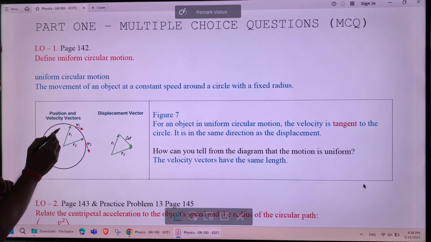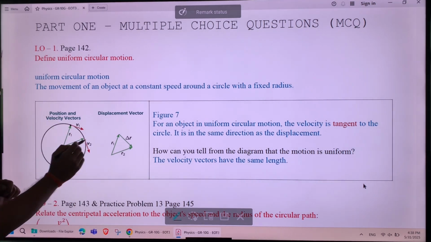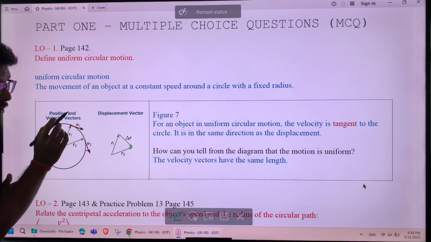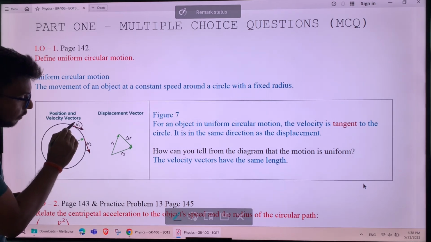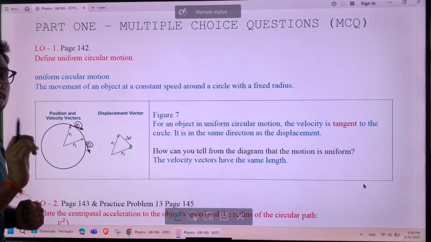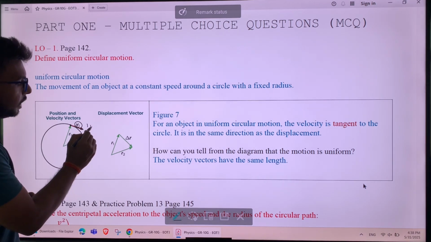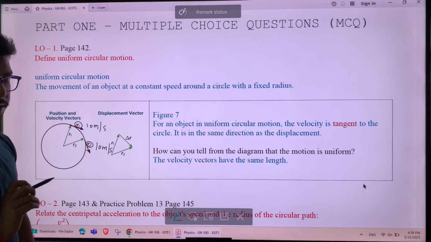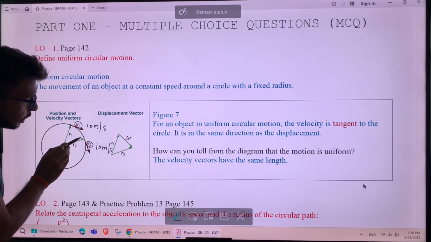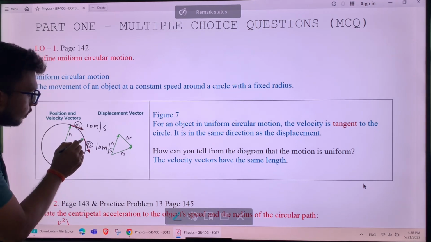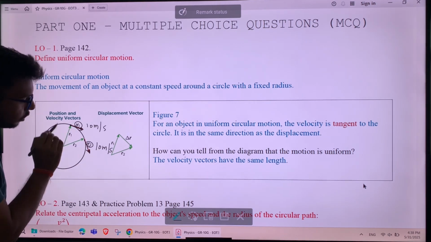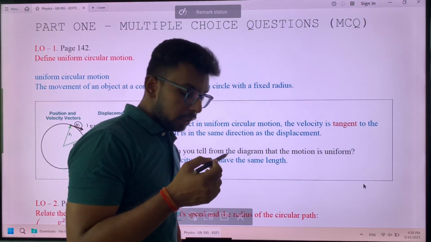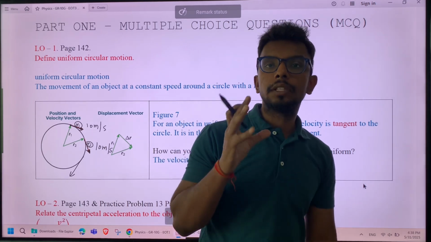We have a circle in which there is an object which is moving around. It is moving here with speed v1, and here with v2. When we say uniform circular motion, if v1 is 10 meters per second, v2 would also be 10 meters per second. It cannot change if it is uniform circular motion. But as it is a circular motion, obviously the direction of the velocity will keep changing. And if the direction of the velocity keeps changing, therefore the system will have some acceleration.